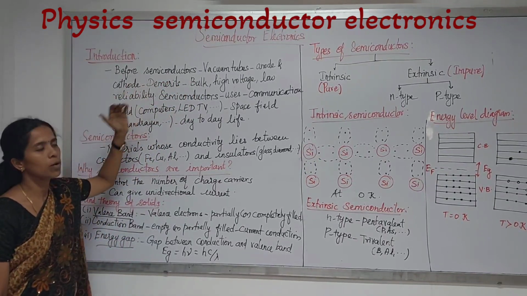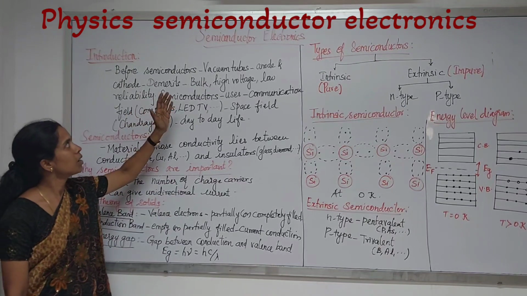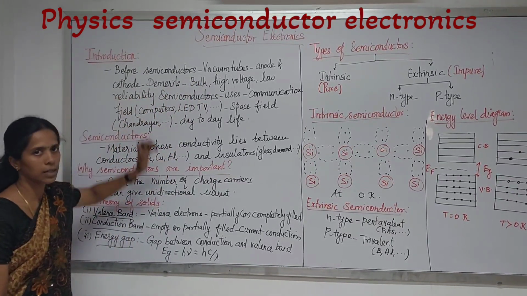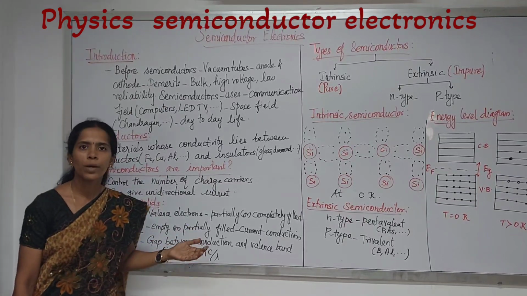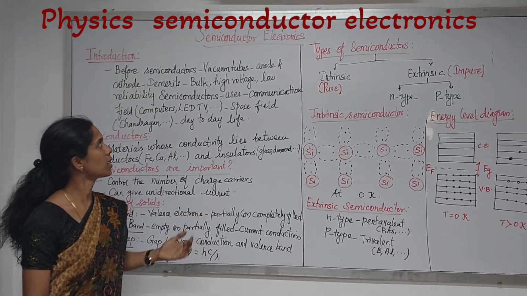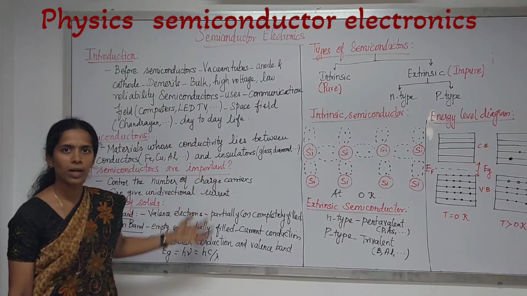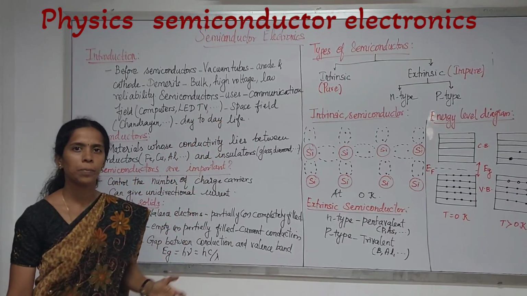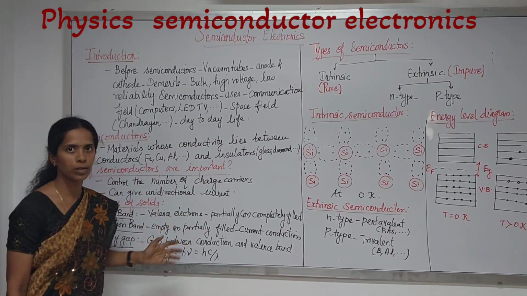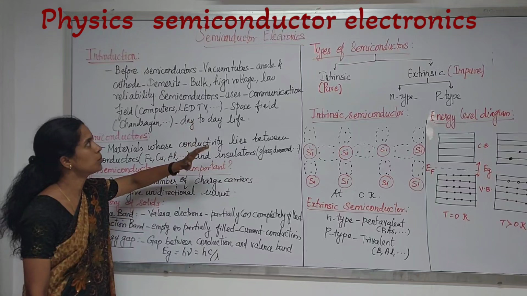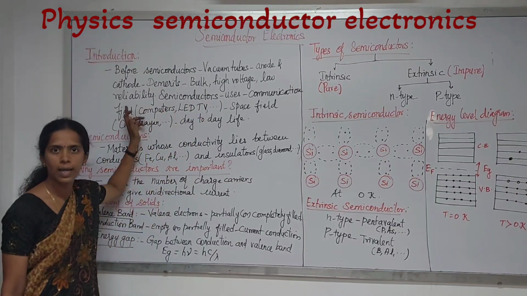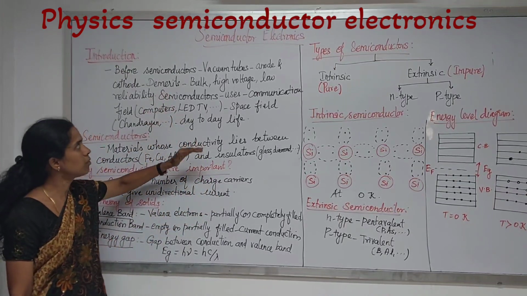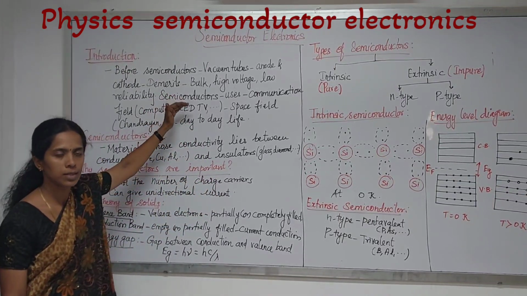Before the discovery of semiconductors, we were using vacuum tubes. The vacuum tubes consist of two things, that is anode and cathode. There are many drawbacks of vacuum tubes, such as they are bulky, the size is very huge, and the voltage that we have to apply is very high. We need a high voltage for these vacuum tubes, and they have low reliability. These demerits have been fulfilled by the advantages of semiconductors.